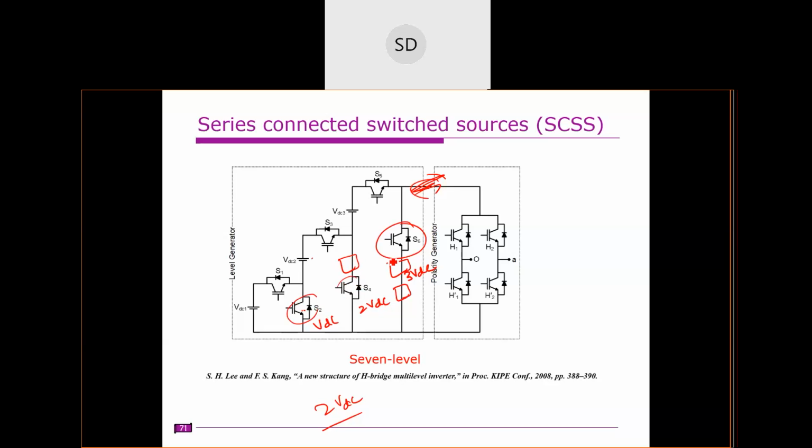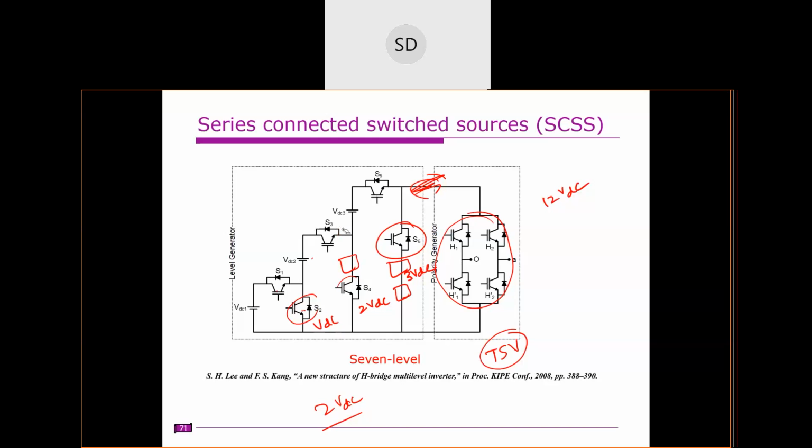So in this particular case, what is the total standing voltage? 8 pu. You can calculate, right? So for these 3 switches, the total standing voltage is 12 VDC, right?